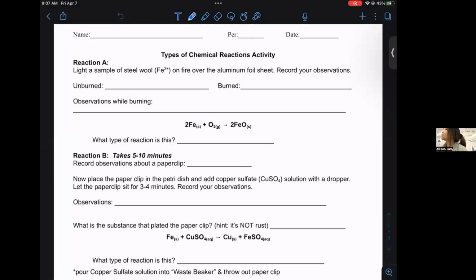Today's lab is going to be all about types of reactions. So we're going to do station rotations. We have 4 types of reactions that we're going to examine.